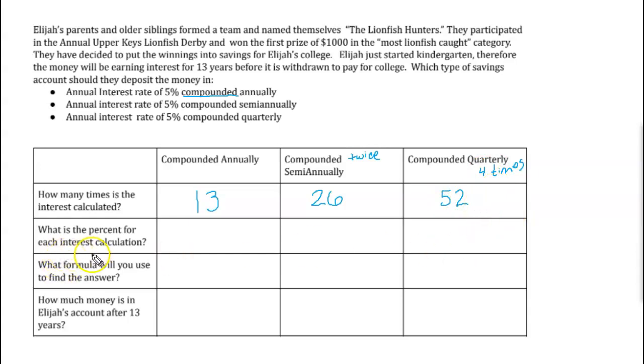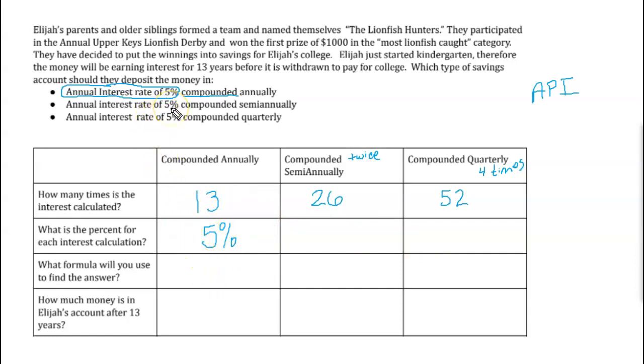What is the percent for each interest calculation? Another interesting thing is that if they give you the annual percentage rate, or the annual interest rate, in case you didn't know, APR, they love to throw that around on car commercials all the time. That stands for annual percentage rate. An annual percentage rate is how much interest over the whole year. So if he's only getting his interest compounded once a year, then each time you do the interest, you're going to do the full 5%.